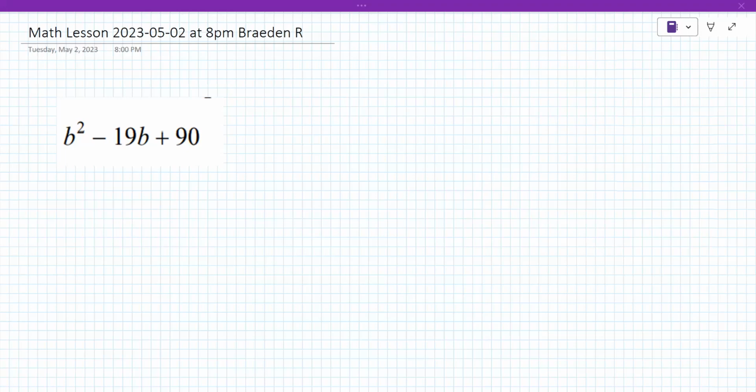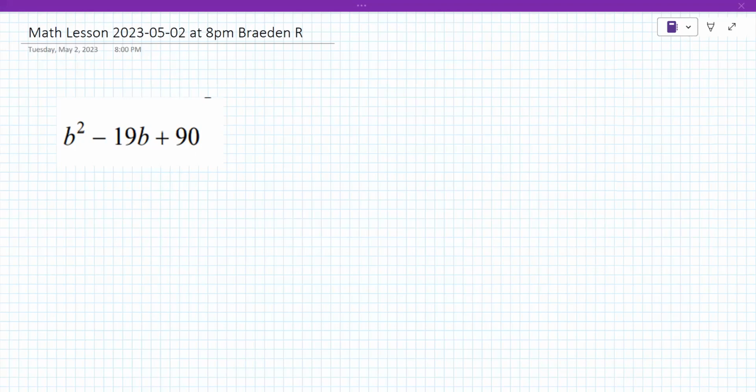Okay, so I'm doing 90b squared minus 19b, minus 9b, minus 10b. So this, do square. And then minus 9b minus 10b, b squared. So that's b. That has to be b. If that's b, that has to be negative 10.